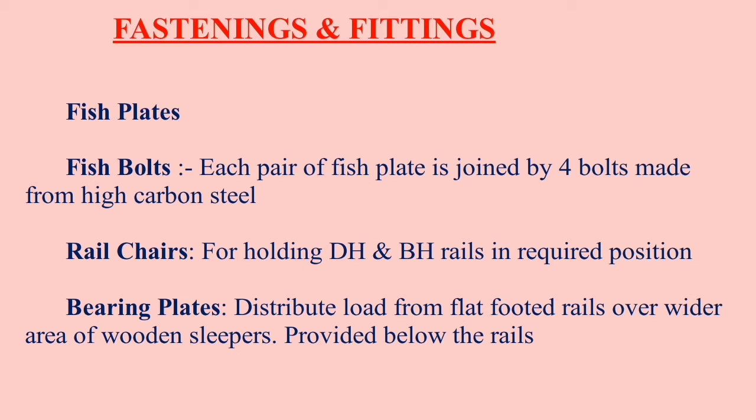Now third one, rail chairs. Rail chairs are used for holding DH and BH rails in the required position. They distribute the load over a large area of the sleeper. The chairs are generally made of cast iron. Now fourth one, bearing plates. They are used to distribute the load from flat-footed rails over a wider area of wooden sleepers.